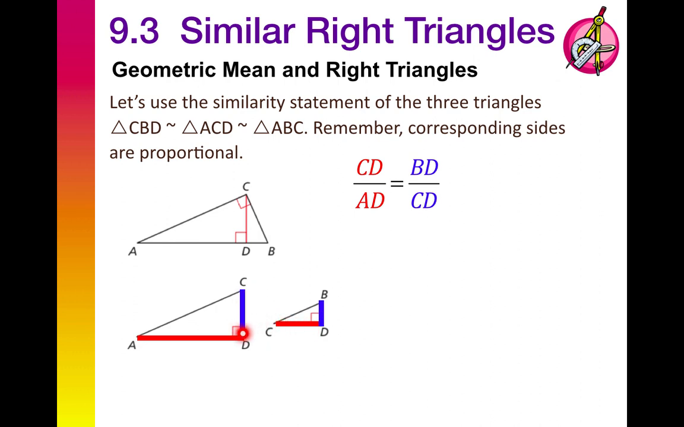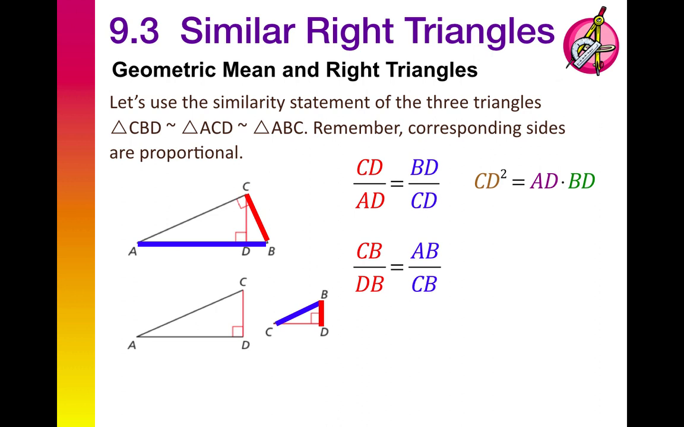So BD of this triangle relates to CD of this triangle. Notice that this CD and this CD are the same length. So I have BD and CD of the two different triangles. These are the similarity ratio, or the scale factor, going from one triangle to the other triangle. And if I cross multiply, I get CD squared is equal to AD times BD. In the bigger diagram, you see that CD squared is equal to this AD times this DB.